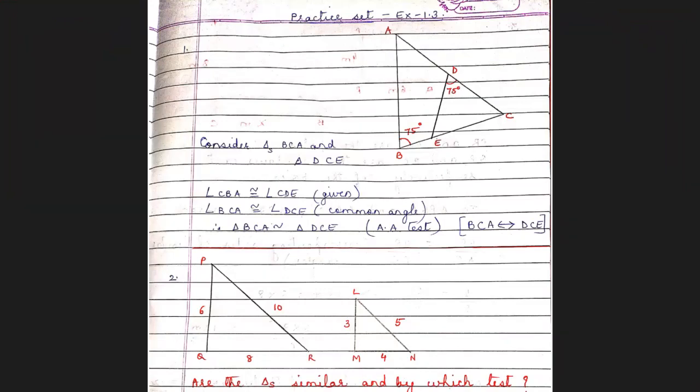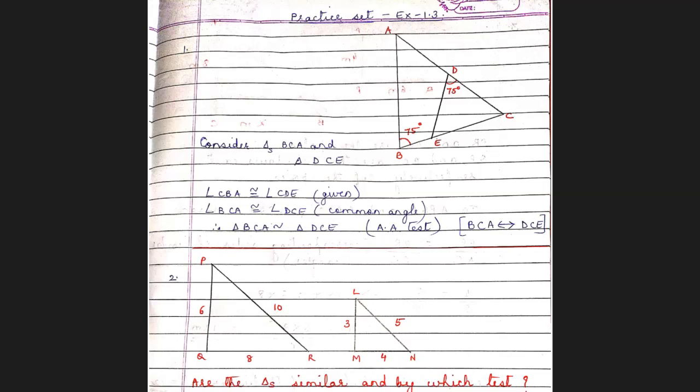And what is the correspondence? BCA corresponds to DCE. See, you can write the correspondence in any way. I had first told you it is CBA to CDE. You can also write it as BCA to DCE. Why? B corresponds to 75 degrees. The same angle for the small triangle is D, so I've written D first. C is common for both, so C comes in the second place as the vertex. What is left? A is left for the big triangle, and E is left for the small triangle. So BCA corresponds to DCE. Children, I hope it's clear to all of you.